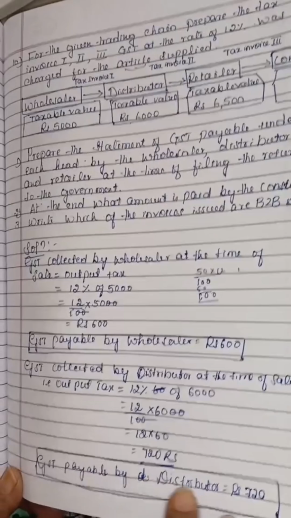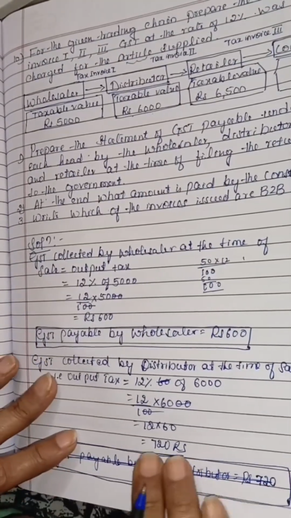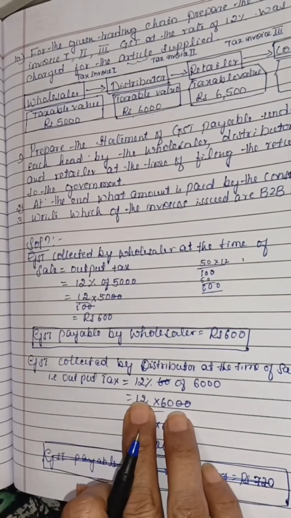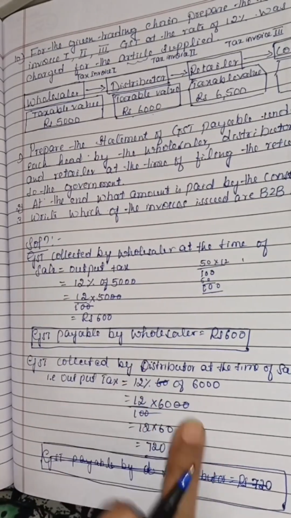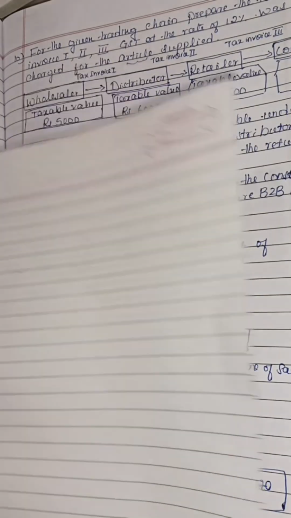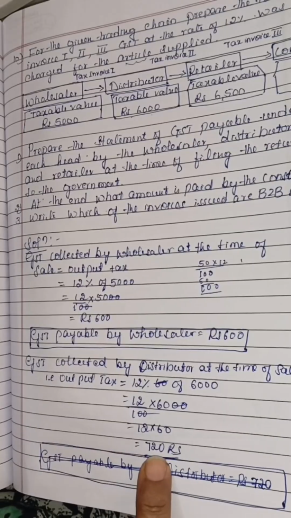See, actually GST payable by distributors is not 720. See how to find out GST payable. GST payable we have to find out by output tax minus ITC. This is the GST payable, that is output tax minus ITC.